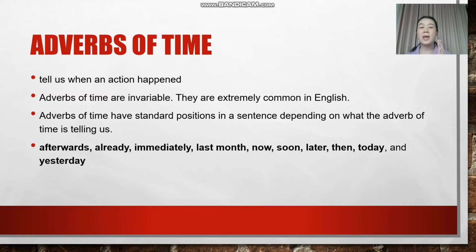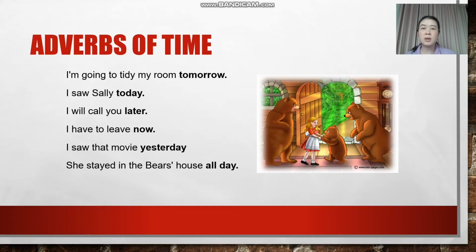Okay, they are extremely common in English, and adverbs of time have standard positions in a sentence depending on what the adverb of time is telling us. What do we have for adverbs of time? Afterwards, already, immediately, last month, now, soon, later, then, today, and yesterday. We have a lot of words for adverbs of time. How can we use them in the sentence?